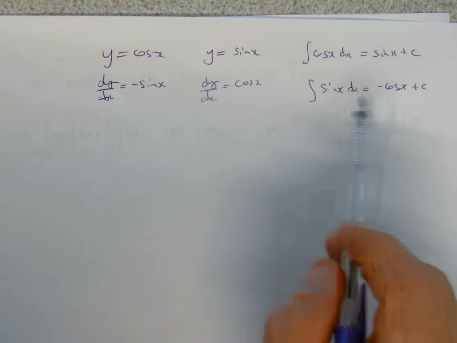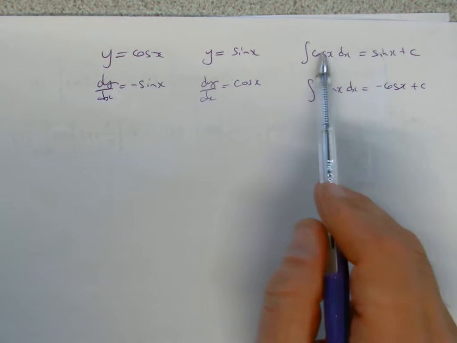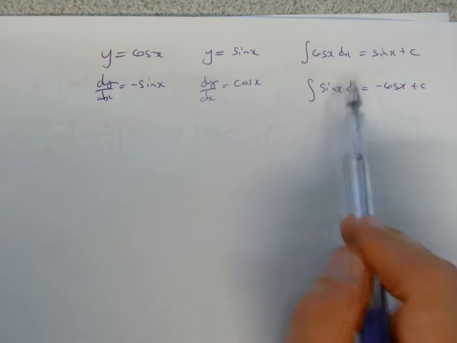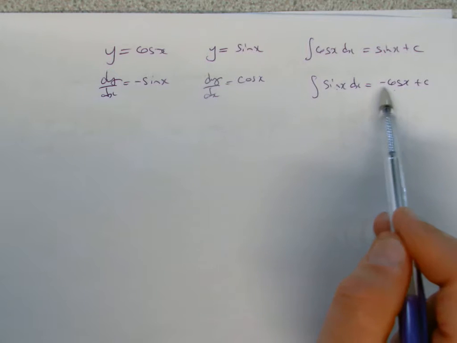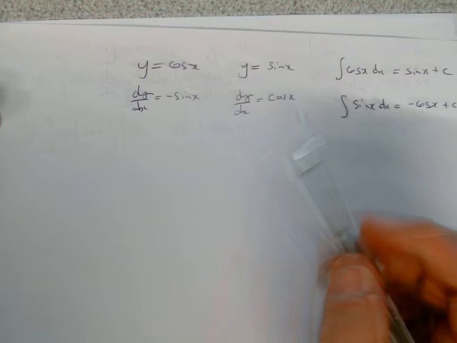And it does make sense, because if you differentiated sin x, you'd get cos x. If you differentiated cos x, you get minus sin x. So if you wanted sin x, you'd need to differentiate minus cos x to get the sin x. So it kind of makes sense there, but it's the opposite process.